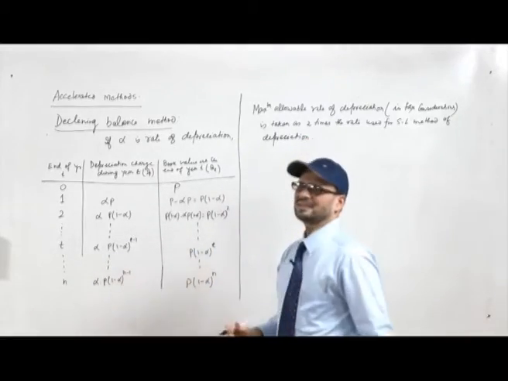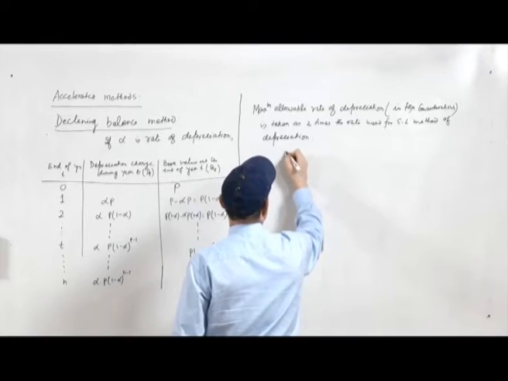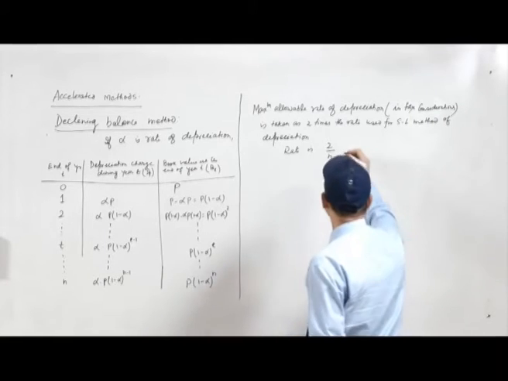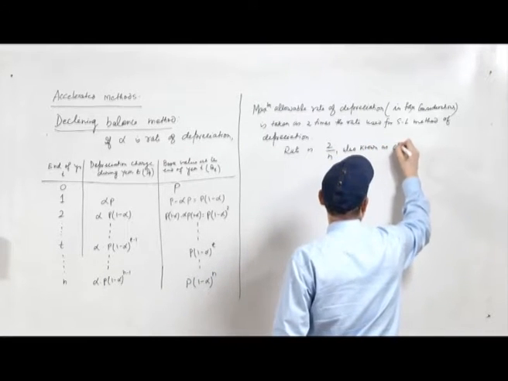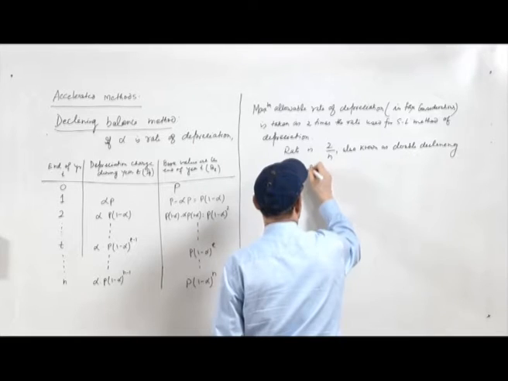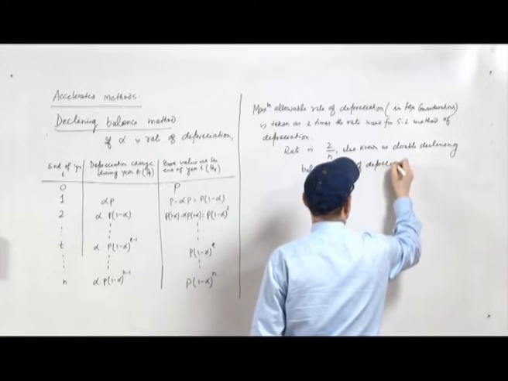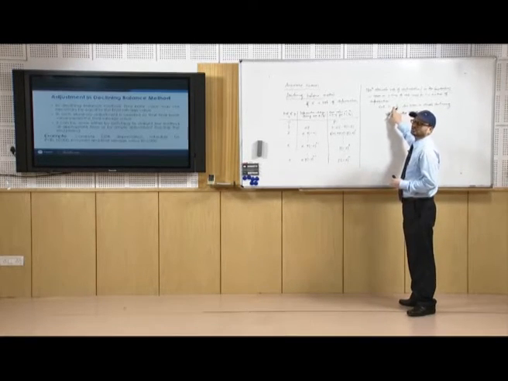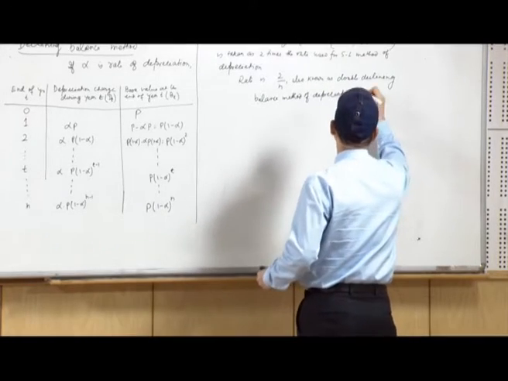So, we know that the rate of depreciation in case of straight line method is 1 by n. So, that is why the rate is 2 by n, and this is known as double declining balance method of depreciation. So, basically when you have the rate as 2 times of 1 by n, that is double declining balance method of depreciation, also known as DDB.